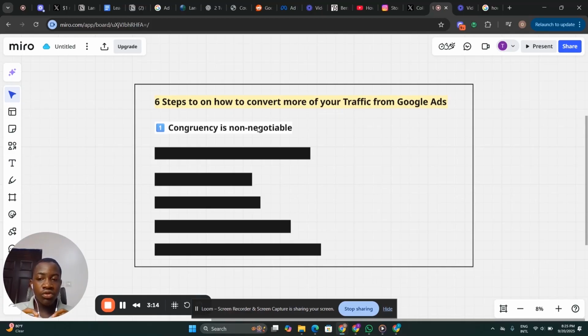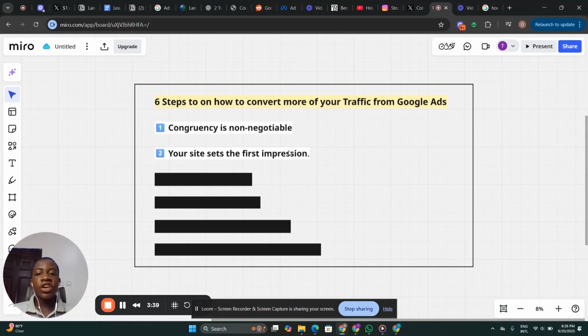Congruence, there must be no disconnect within the ad. What the ad says and what the person clicks on must be exactly the same. There must be no disconnect. Service-specific landing pages, that's what I call it, or for e-commerce, product-specific pages. There must be no disconnect.